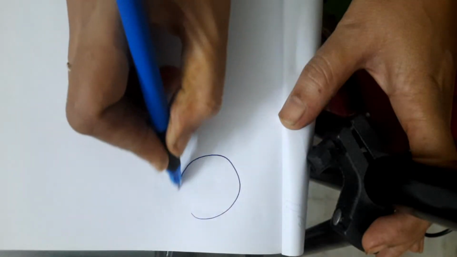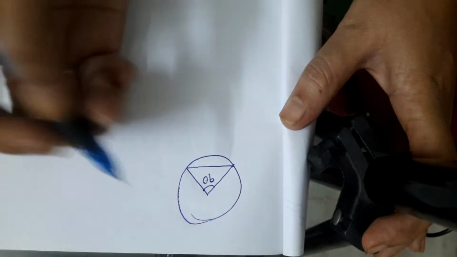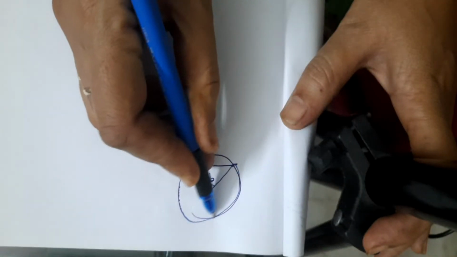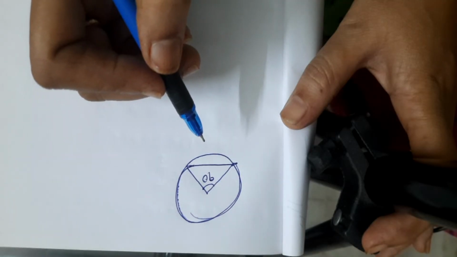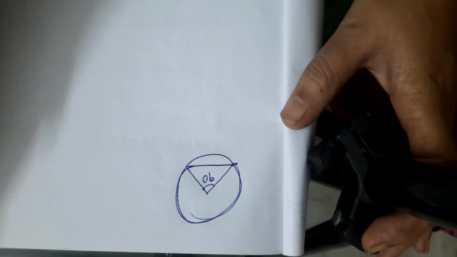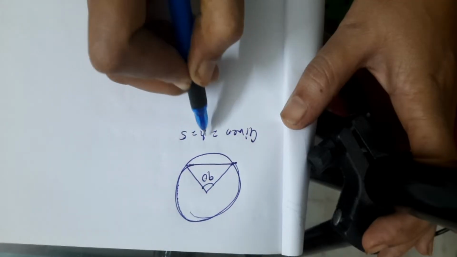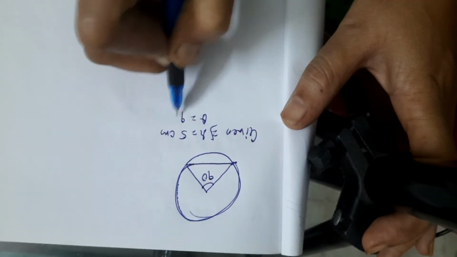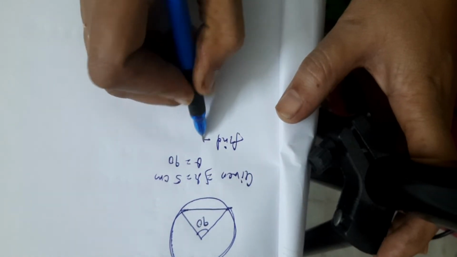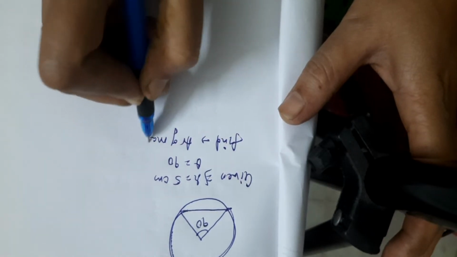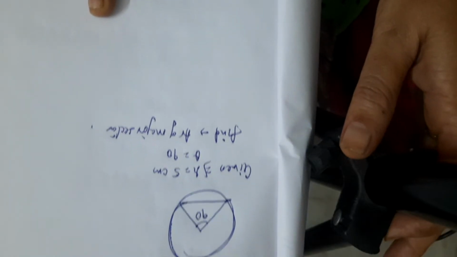So here the angle subtended by the chord is given as 90. We need to find the area of the major segment. So this part we need to calculate. Now theta is given as 90 and radius is given as 5. So here the given radius is 5 centimeter, theta is 90, and we need to find the area of the major segment.